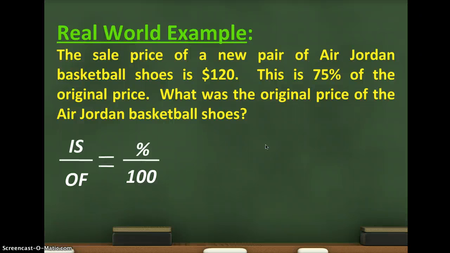The sale price of a new pair of Air Jordan basketball shoes is $120. This is 75% of the original price. What was the original price of the Air Jordan basketball shoes? Well, we know that there's a percent sign right after this 75. That means I could probably fill in 75 over 100. But what about the is and the of?